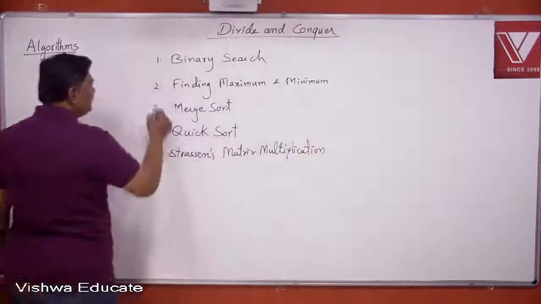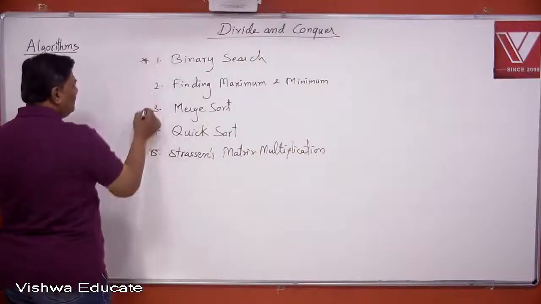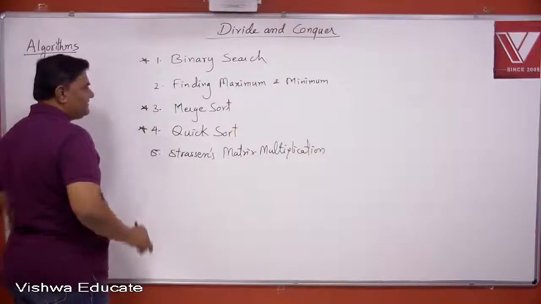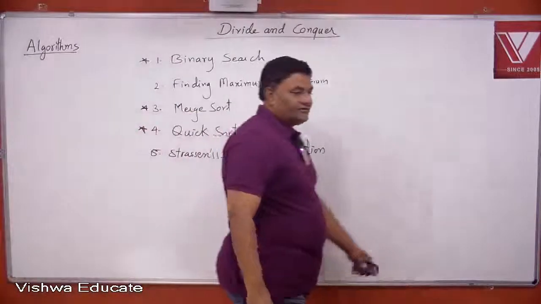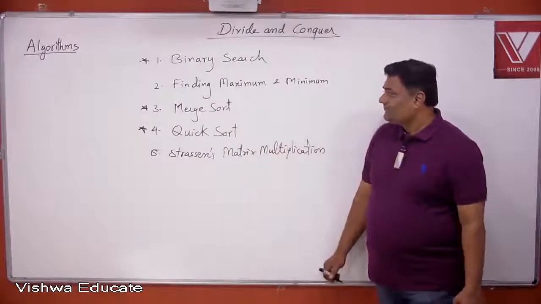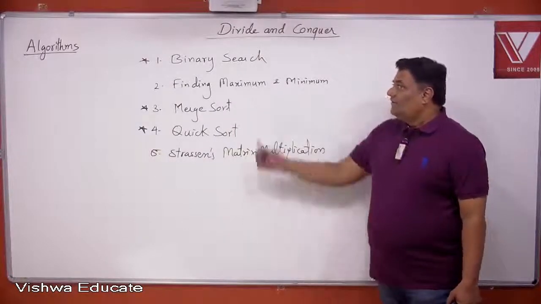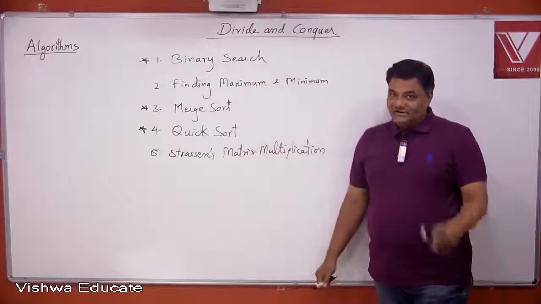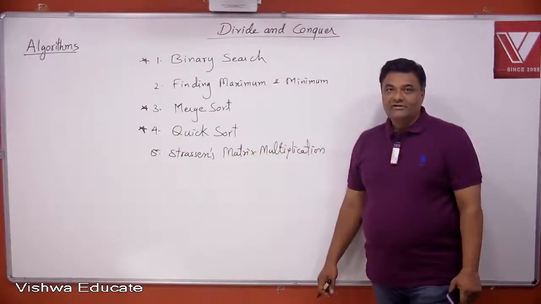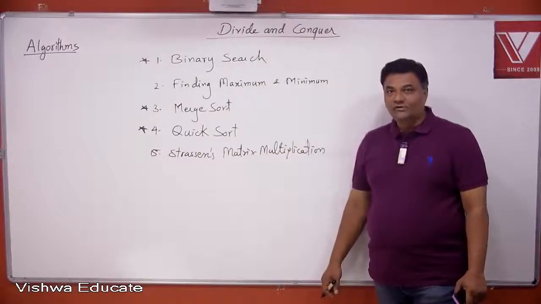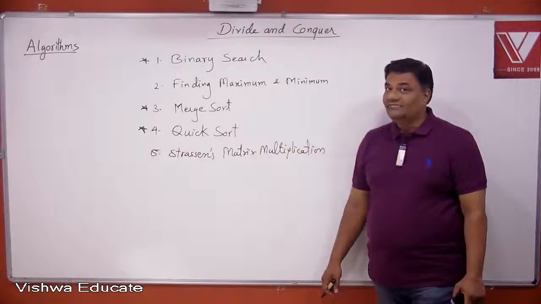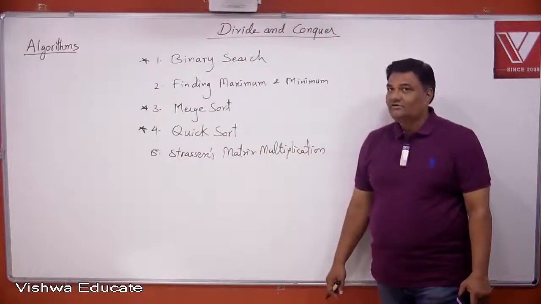Now, for GATE, these three are important for GATE. So take the list of the topics. Already I have discussed binary search. I told you already, right? I have discussed about binary search. I wrote both recursive and iterative versions. So I will not explain binary search now.